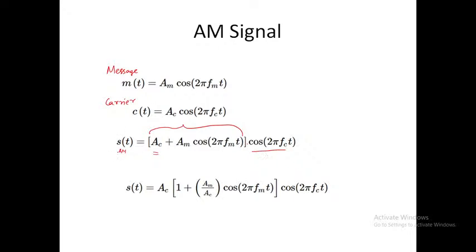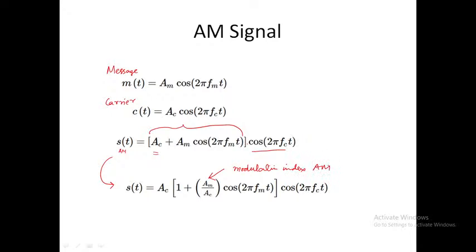Now the second thing, I can remodify the same equation in this way. You can just take Ac common and it will become Ac times (1 plus Am by Ac cos 2π fm t) times cos 2π fc t. Here 2π fm t you can also write as ωm t. So this is the equation, and Am by Ac is known as the modulation index of the AM signal.